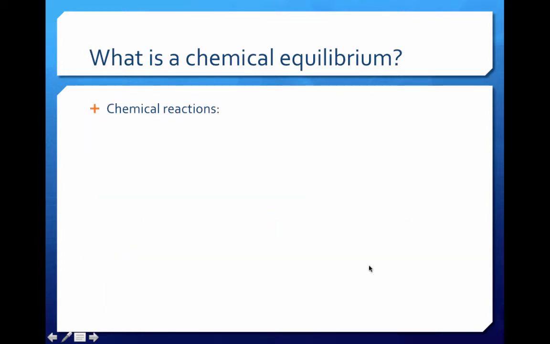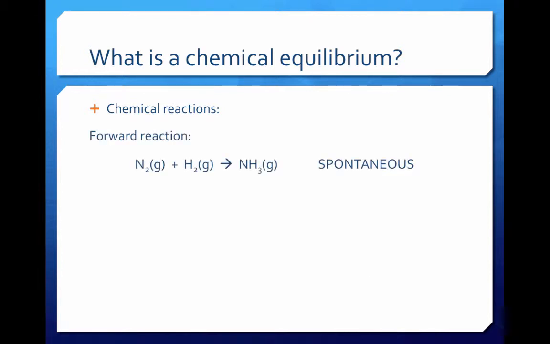Let's take a look at a second example here involving some new chemical reactions. Again, we have our forward reaction, and we're going back to our Haber process reaction here. Nitrogen plus hydrogen gas reacts to make ammonia, and we would describe, again, this process as being relatively spontaneous. When you put these two chemicals together under the right conditions, they react.